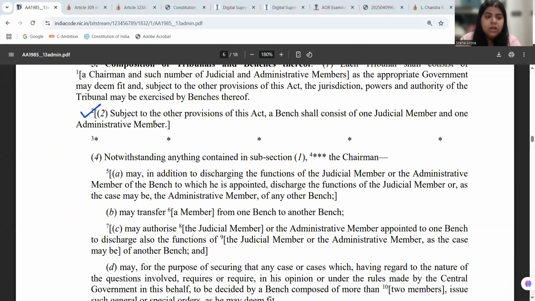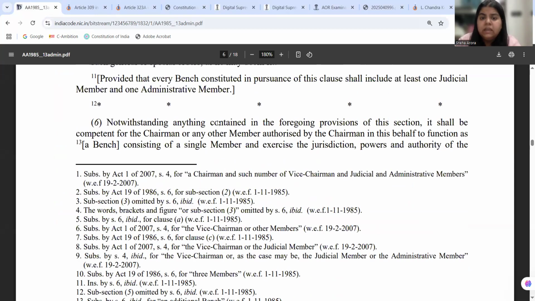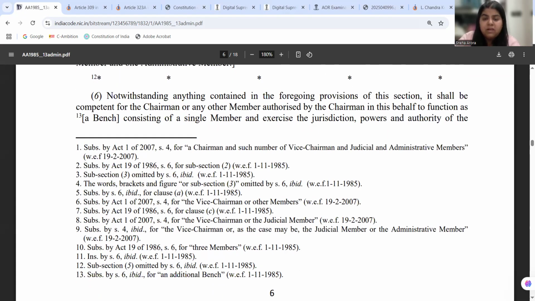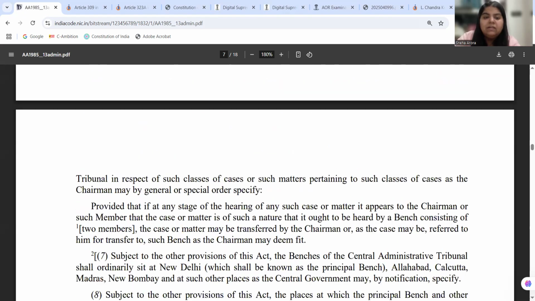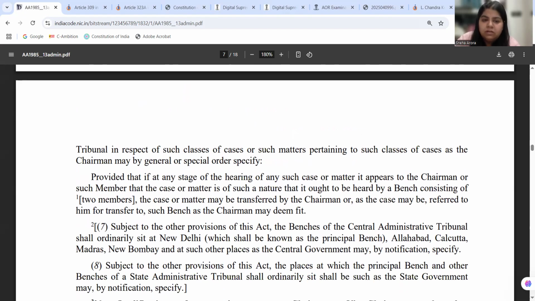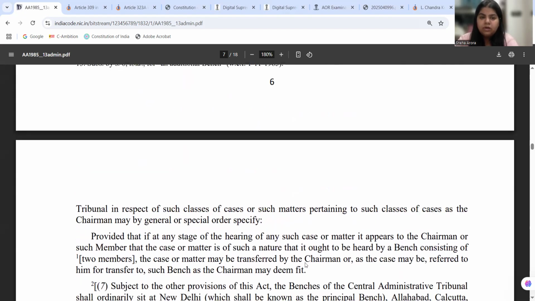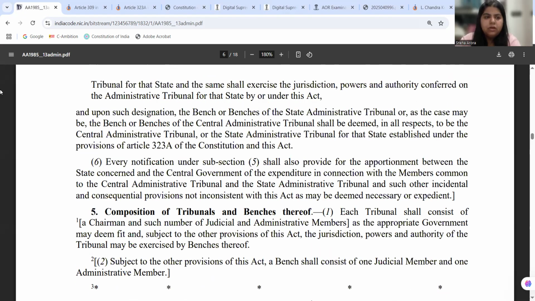when we read Section 5 subsection 2 and when we read subsection 6, subsection 6 is saying, notwithstanding anything contained in the foregoing provisions of this Act, it shall be competent for the chairman or any member authorized by the chairman in this behalf to function as a bench consisting of a single member and exercise the jurisdiction, powers, and authority of the tribunal in respect of such class of cases or such matters pertaining to such class of cases as the chairman may by general or special order specify.